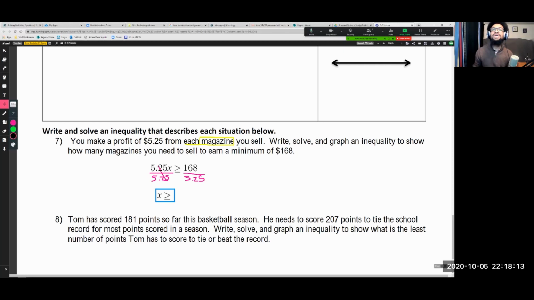So we need to sell a minimum of 32 magazines to make a minimum profit of $168. So now let's graph this. And let's not forget our units just because. Just kidding. No, I don't need those right now. Let's graph this. Don't I have a shape tool?